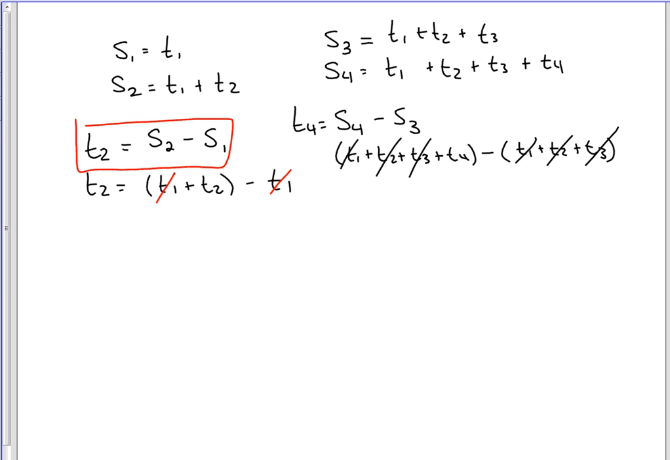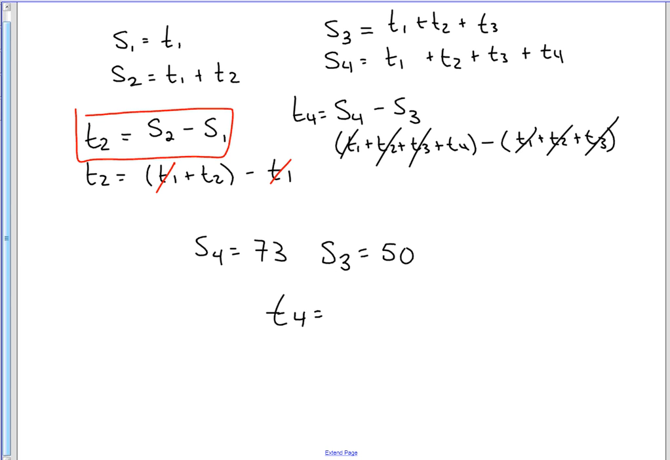Just on a side note, a question they might ask is, if S4 is 73 and S3 was 50, what's term 4 then? It's 23. 73 minus 50, two sums, so 23.